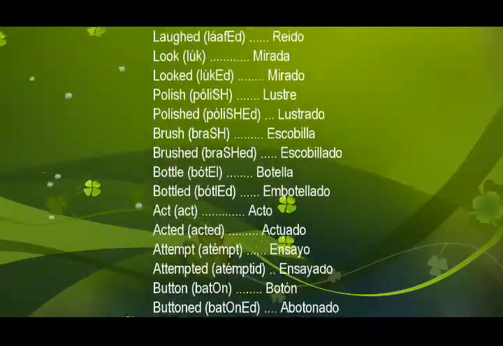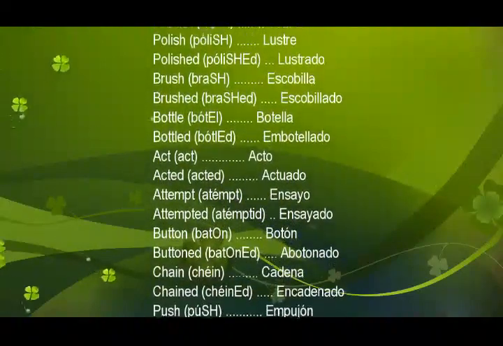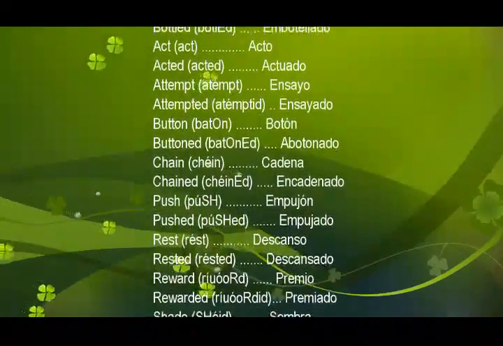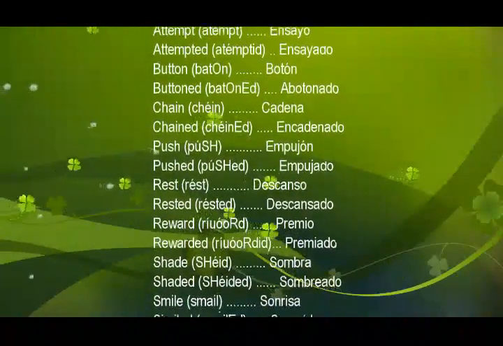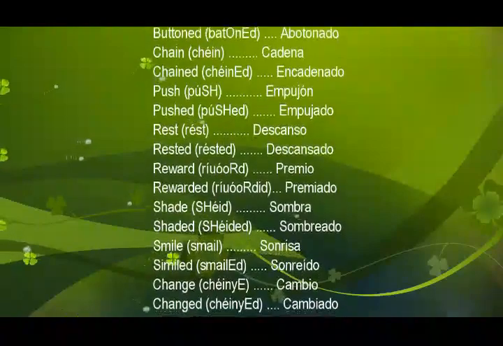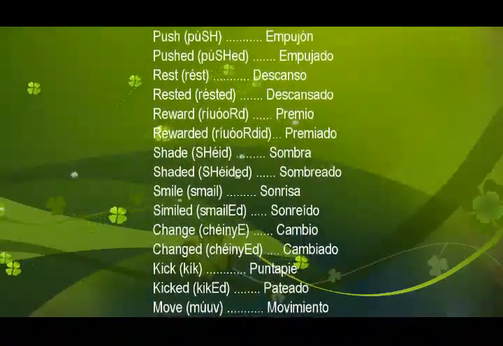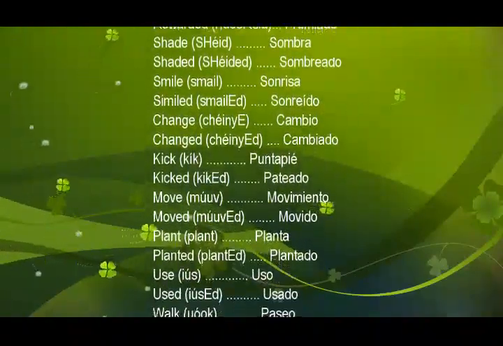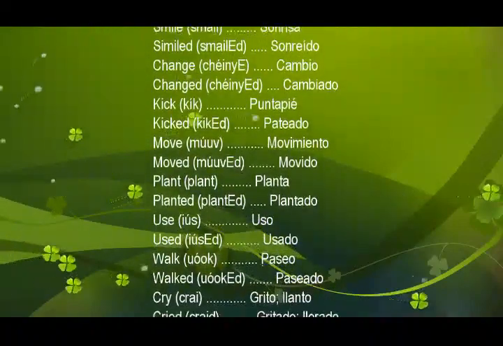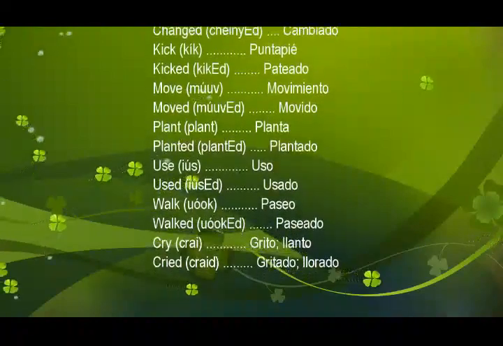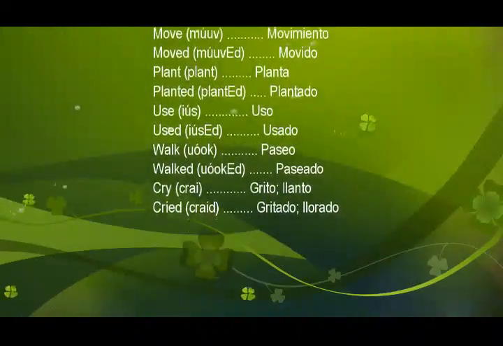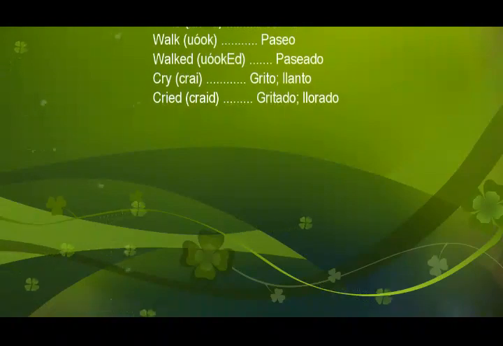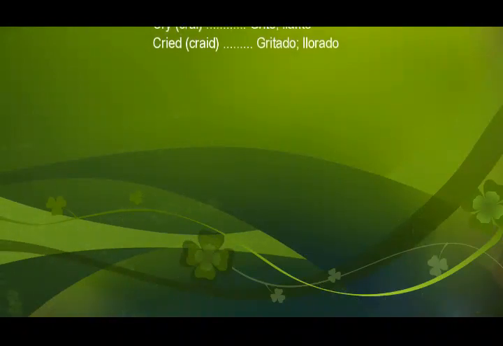Bottled, act, acted, attempt, attempted, button, buttoned, chain, chained, push, pushed, rest, rested, reward, rewarded, shade, shaded, smile, smiled, change, changed, kick, kicked, move, moved, plant, planted, use, used, walk, walked, cry, cried.